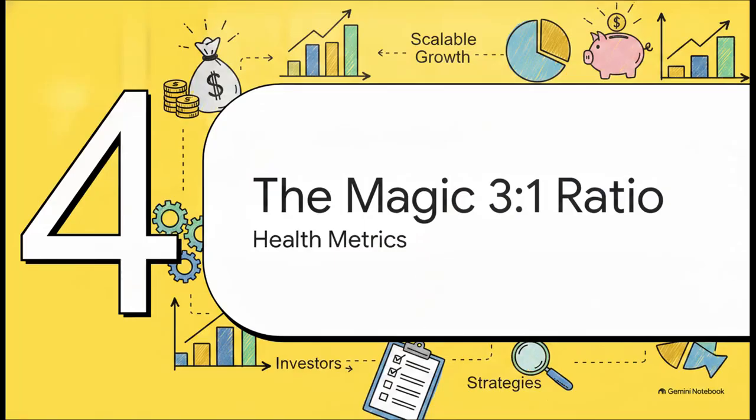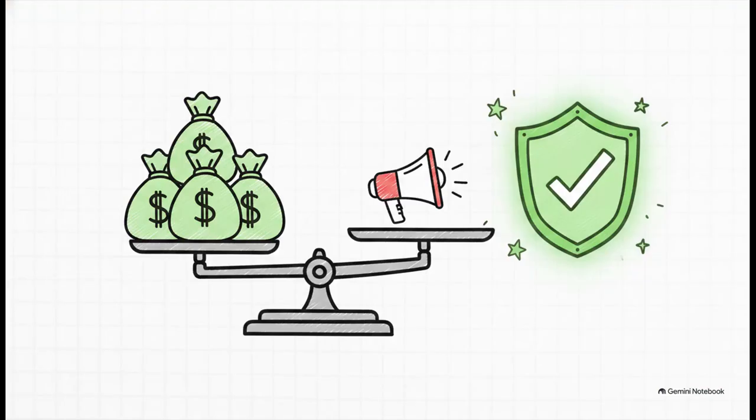All right, on to Section 4, the magic 3-to-1 ratio, health metrics and strategy. This ratio right here, it's kind of the holy grail. Proving an LTV to CAC ratio of 3-to-1 is a massive green light for investors.